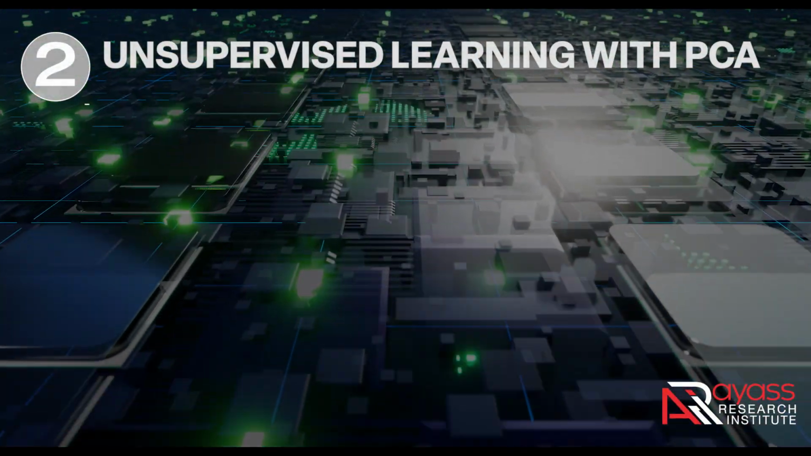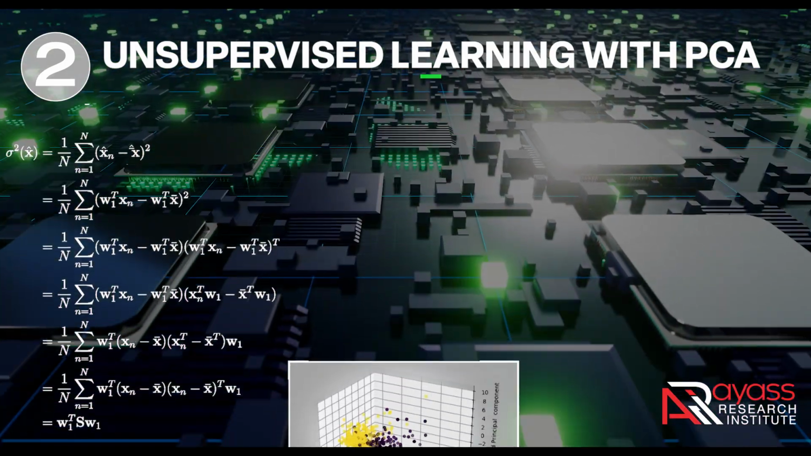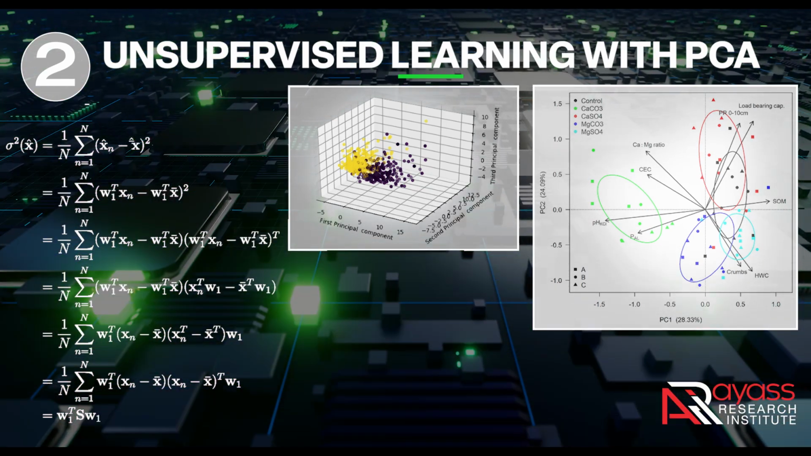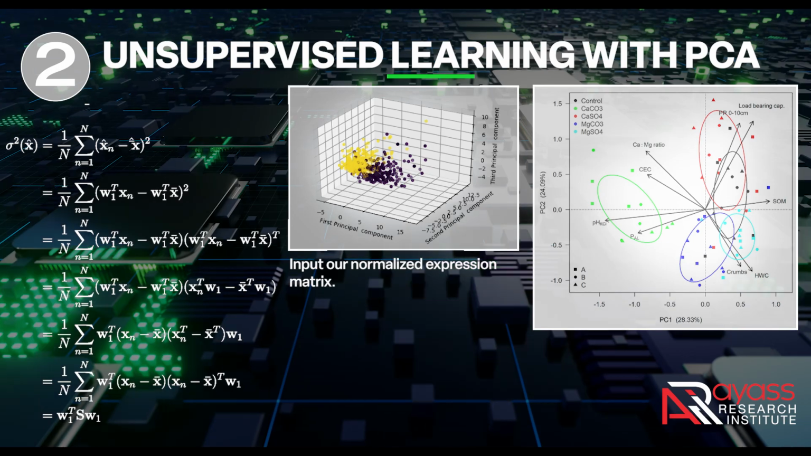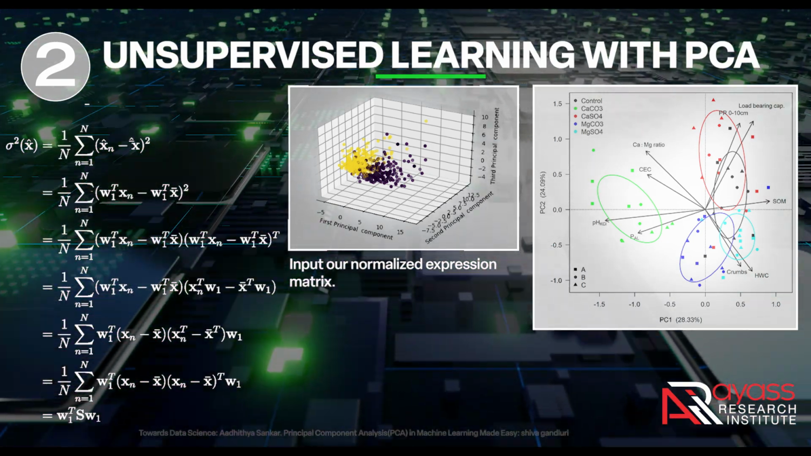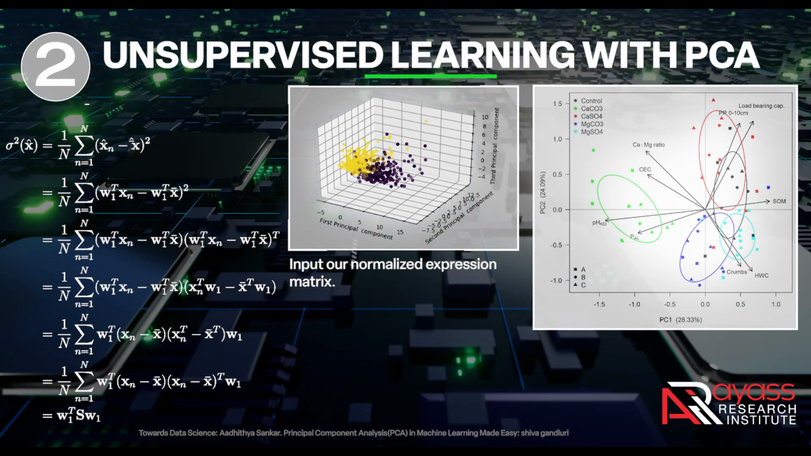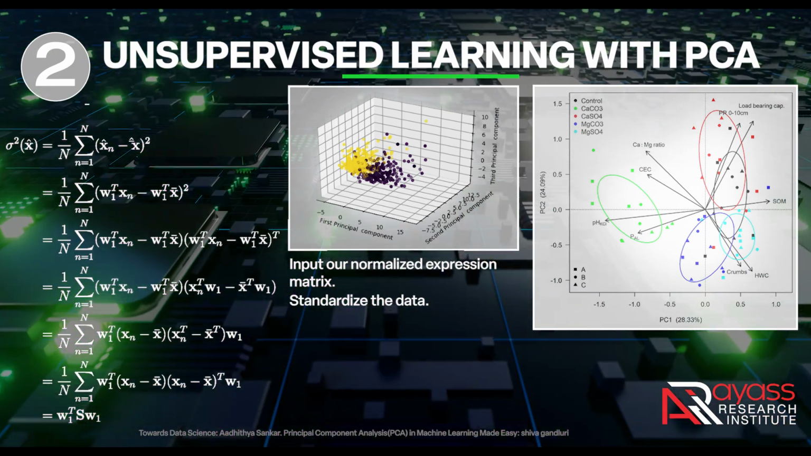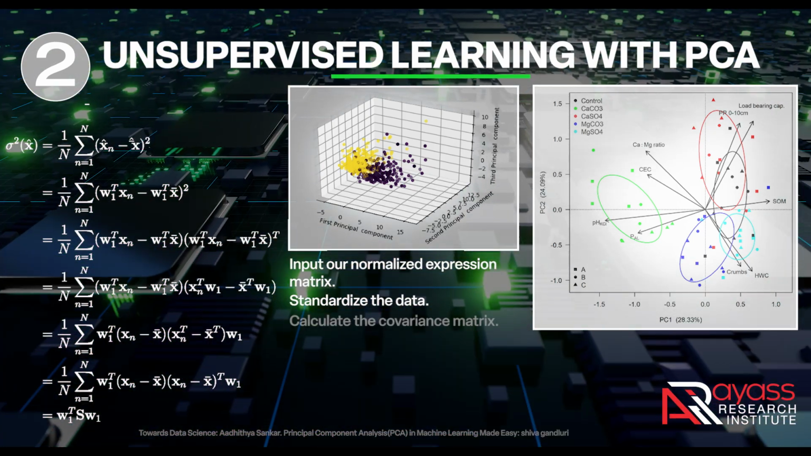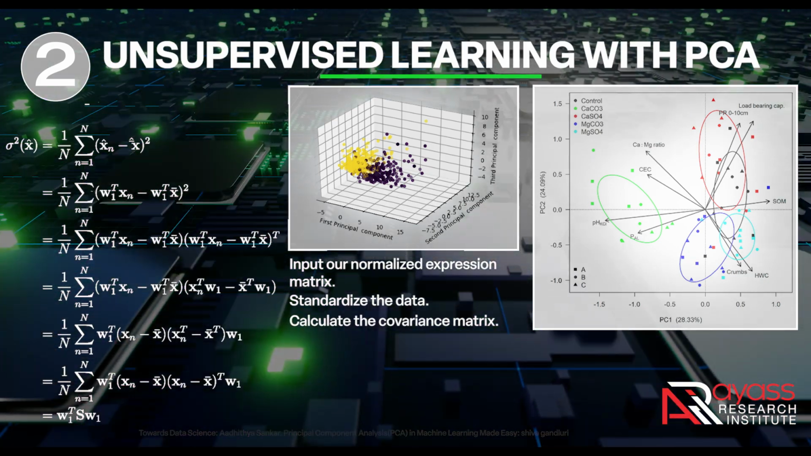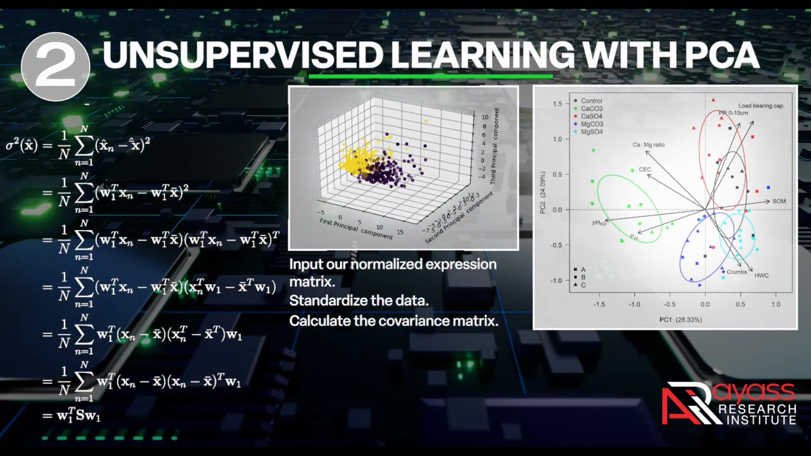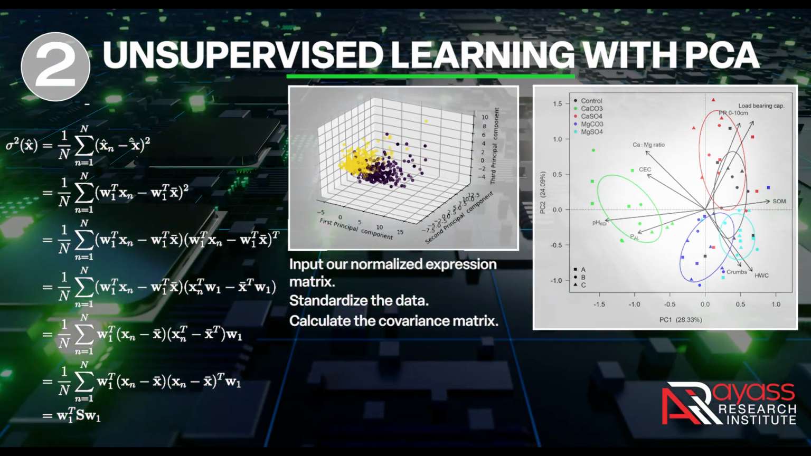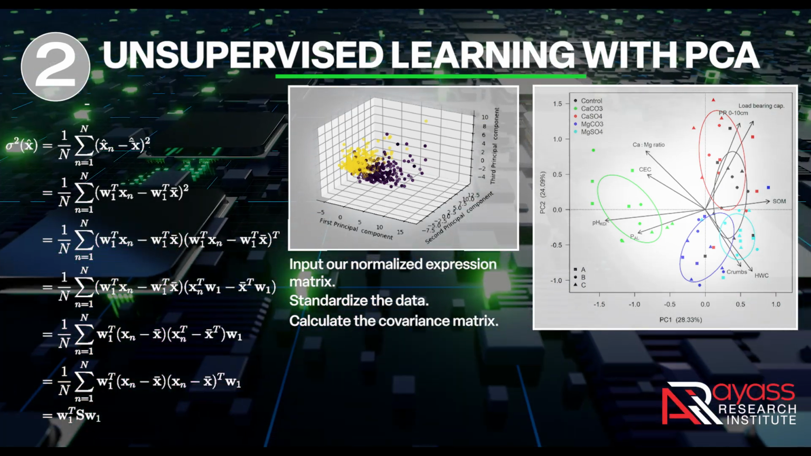Let me describe how we could apply principal component analysis, or PCA, to reduce dimensions and visualize relationships in our transcriptomic data. First, we input our normalized expression matrix, with genes as the rows and samples as the columns. Next, we standardize the data so that everything has mean 0 and variance 1. Then, we calculate the covariance matrix containing the covariance between every pair of genes. Decomposing this covariance matrix gives us the principal component axes, ranked by the amount of variance they explain.